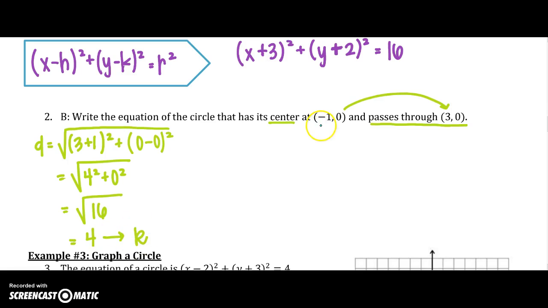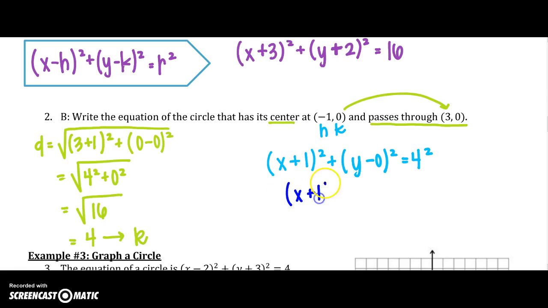And then we know this is h and k, so we'll go ahead and start x minus h squared plus y minus k squared equals r squared. I forgot to mention this at the beginning, but we'll say x plus 1 squared. Y minus 0 would be y squared, so I'm just going to leave it as y squared equals 16.